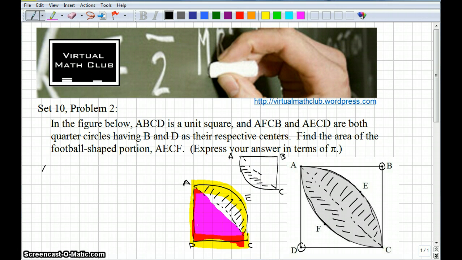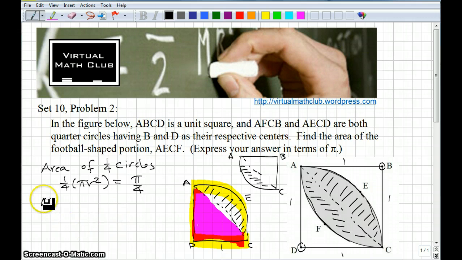So let's see. The area of the quarter circle is 1/4 of pi r squared. And I think we're also told that the side length is a unit square. So the side length is 1, this side length is 1, this side length is 1. So essentially the radius of the circle is 1. Okay? So if we substitute 1 for r, we just get pi over 4 is the area.